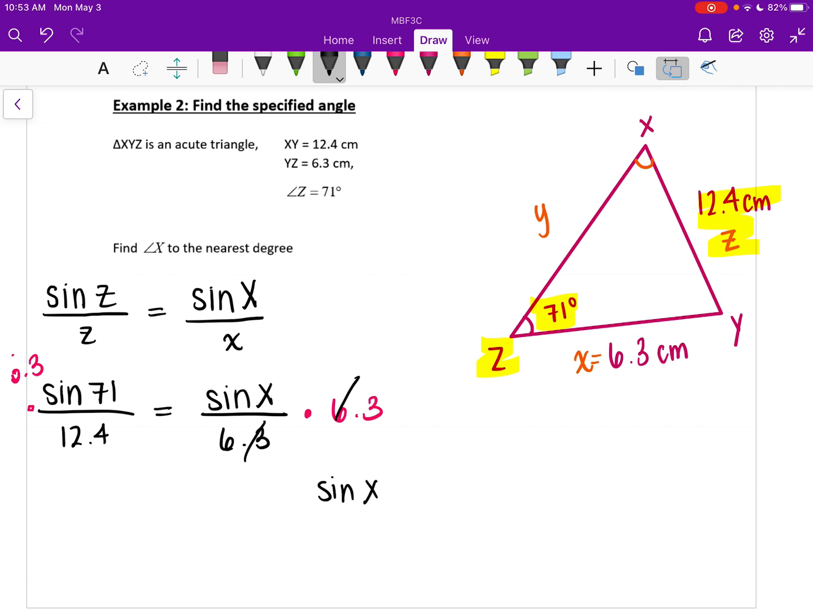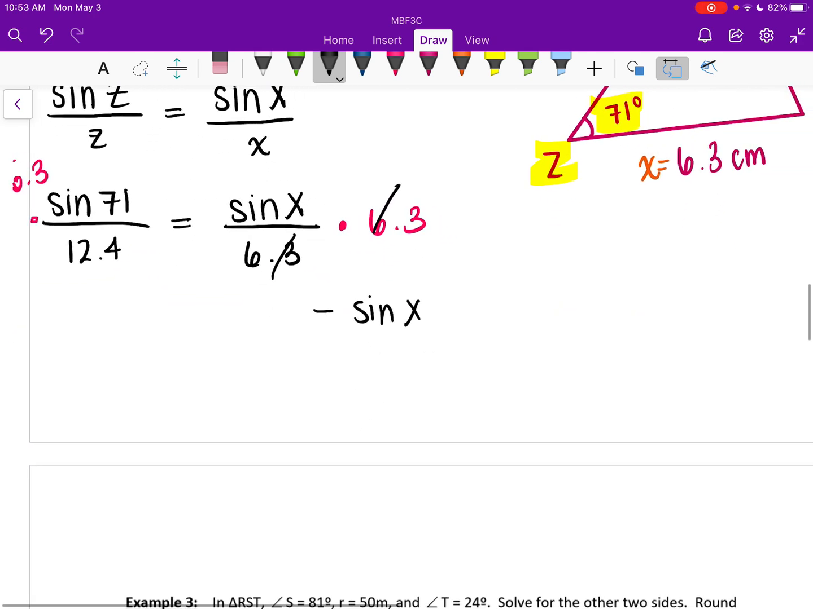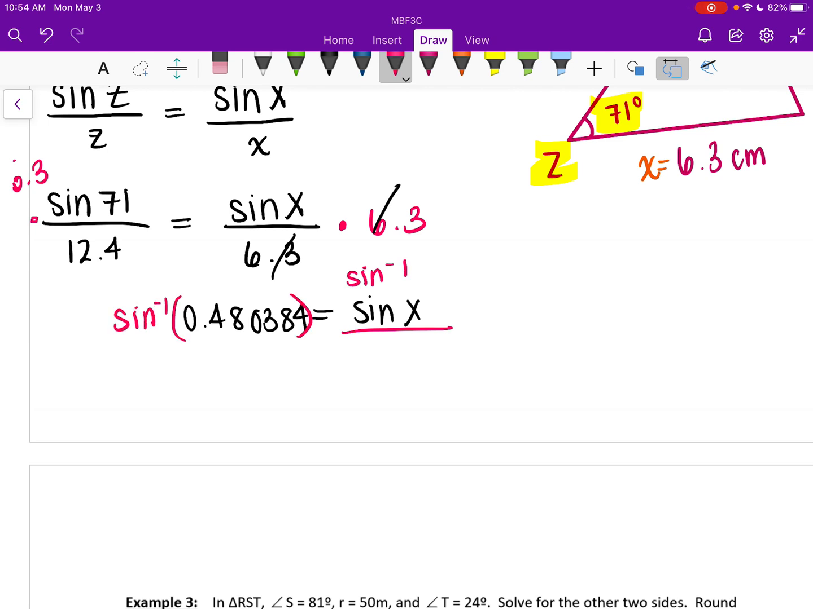Sine 71 is 0.9455 divided by 12.4 times 6.3 is 0.4803. So I'm just going to go write that in. 0.480384. Right, and if I want to get rid of the sine over here, I need to do sine inverse. So let's do sine inverse of that number, and it's going to give me 28.7. So I'm going to write it as 29 degrees is equal to X.